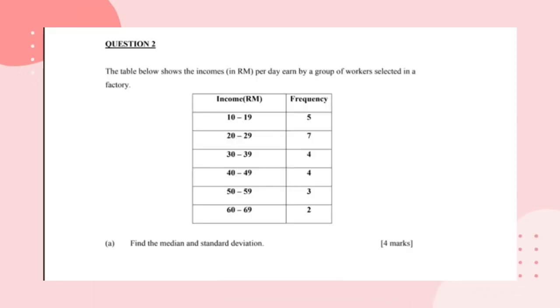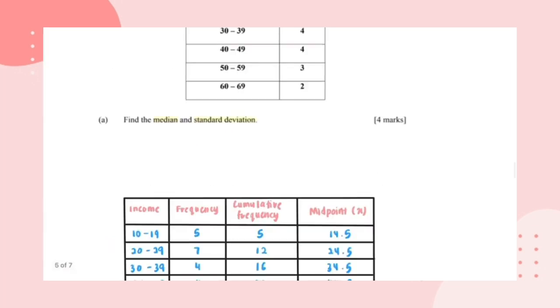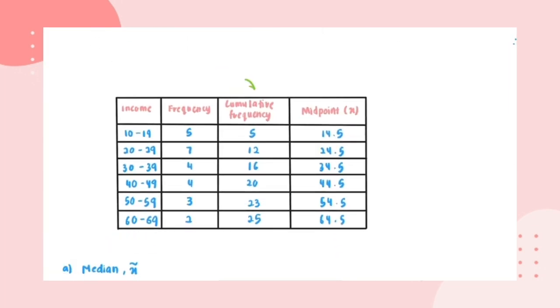Hello everyone, today we're going to discuss some questions. So let's start with question 2. The table below shows the income in RM per day earned by a group of workers, let's say in a factory. For A, find the median and standard deviation. First, let's rearrange the table by adding cumulative frequency and midpoint. And now, let's find the median.